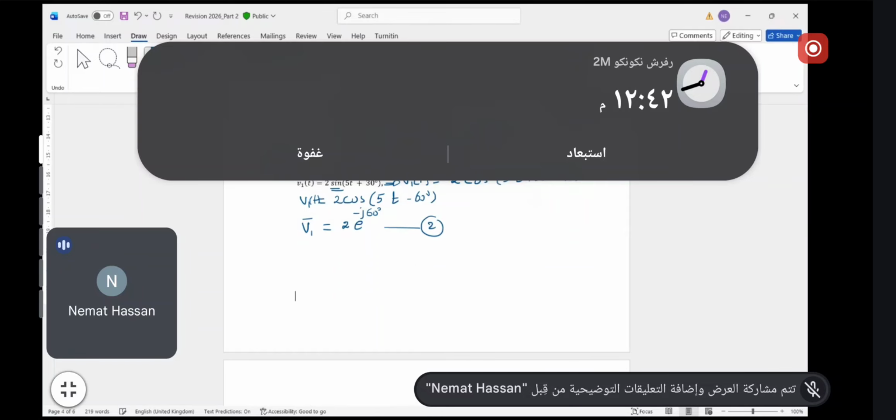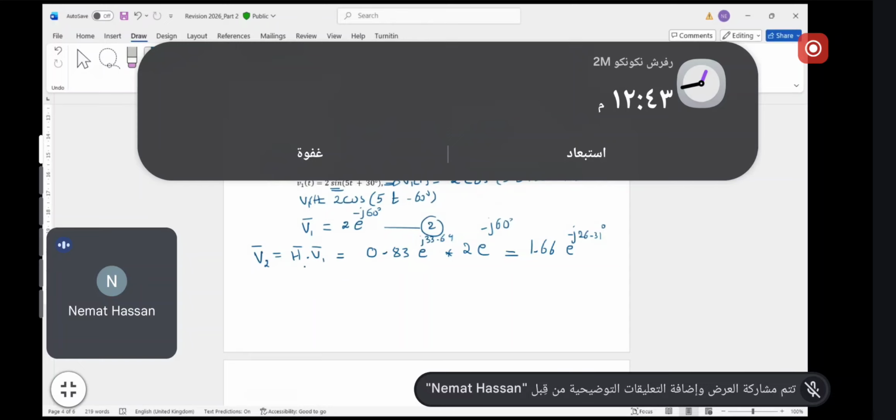And then we can substitute these to get V2. V2 phasor is equal to H phasor times V1 phasor, which is equal to 0.83 e power j 33.69 times 2 times e power minus j 60 degrees, which is equal to what? 1.66 e power j minus 26.3. Okay, so this is V2 phasor, and we want to find V2 of t.